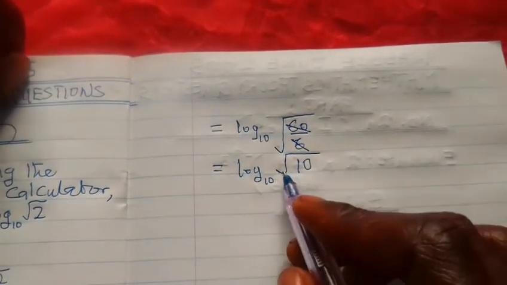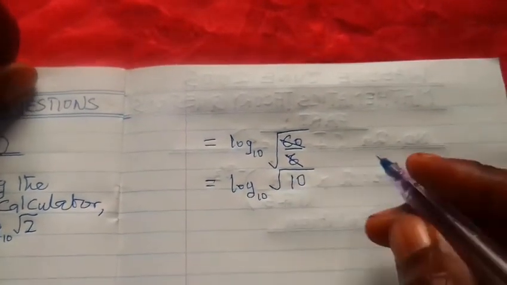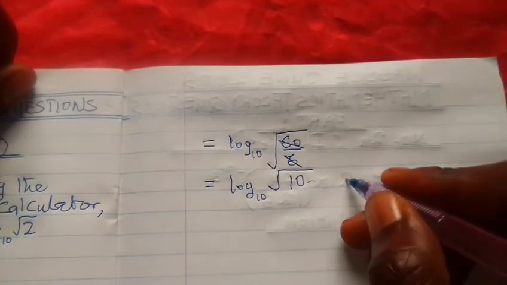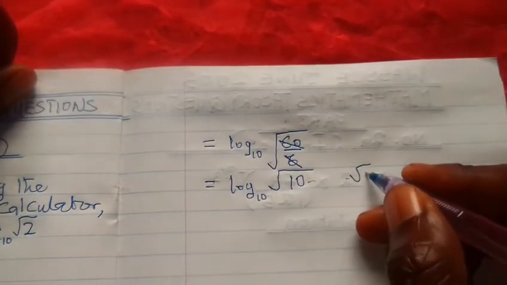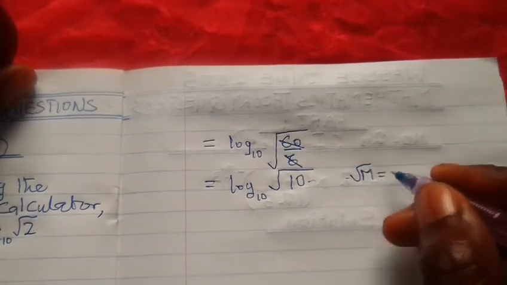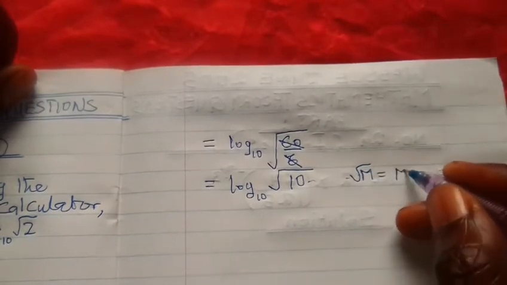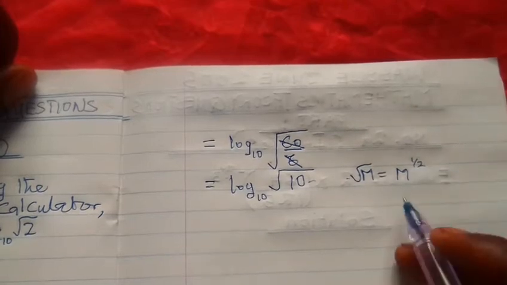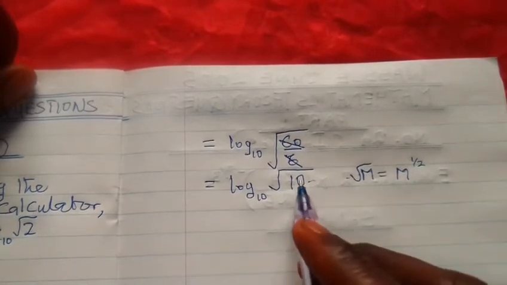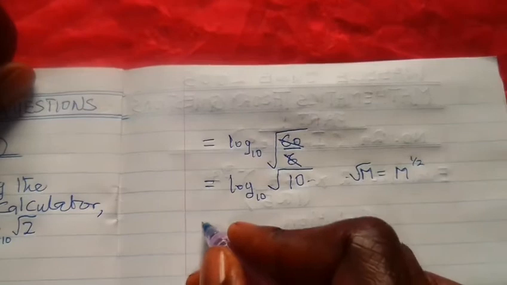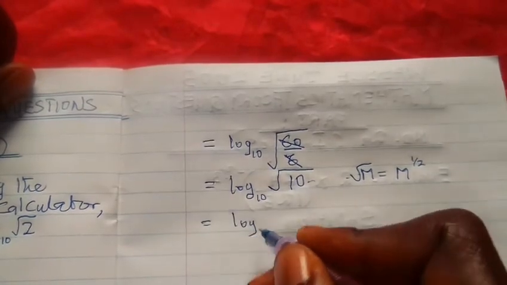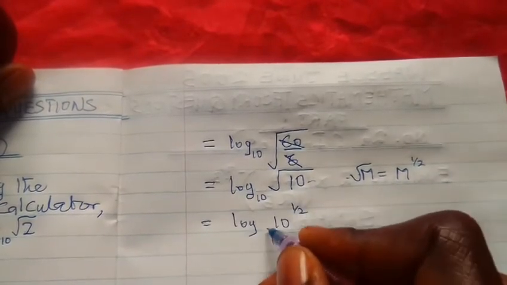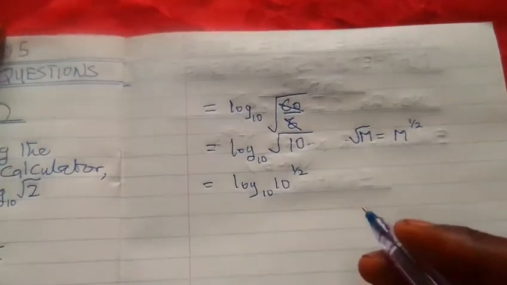Now we are going to apply the law of indices here, okay? And the law I'm applying here is this. If we are having a root sign of, say, m, then to remove this root sign, I can write it as m power what? Power half. And if I apply this law to this root 10, then the next step I'm going to write log 10 power what? Half, then everything base 10.